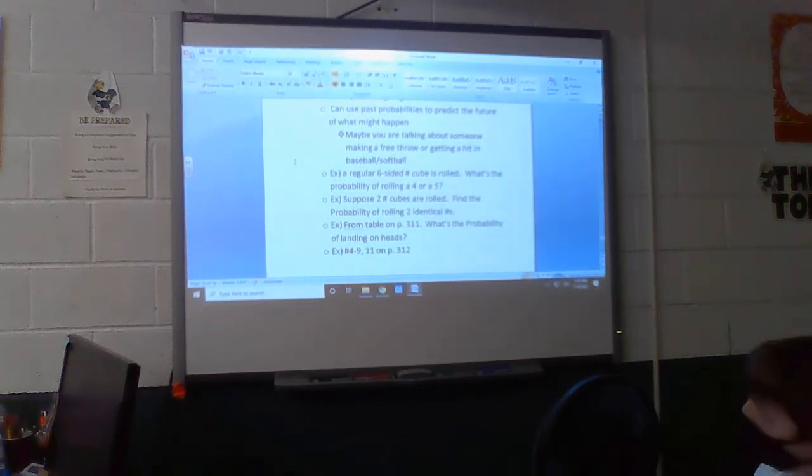Suppose 2 cubes are rolled. Okay, so now we're going to have dice. We roll a pair of dice. Find the probability of rolling 2 identical numbers. Only 2?